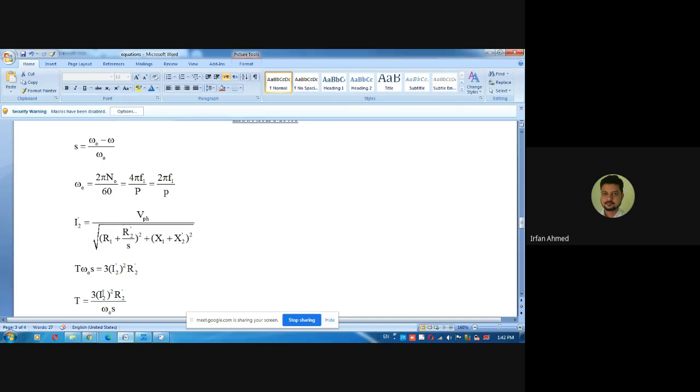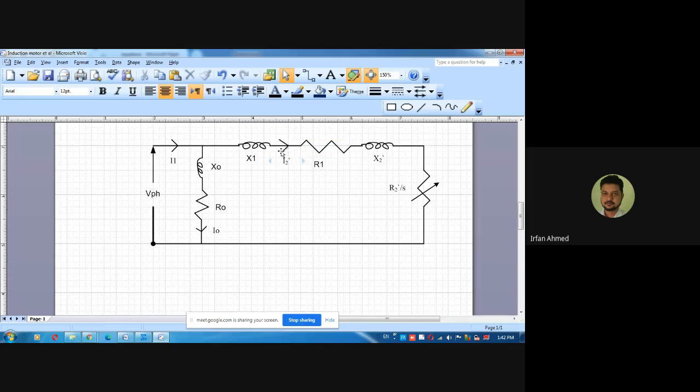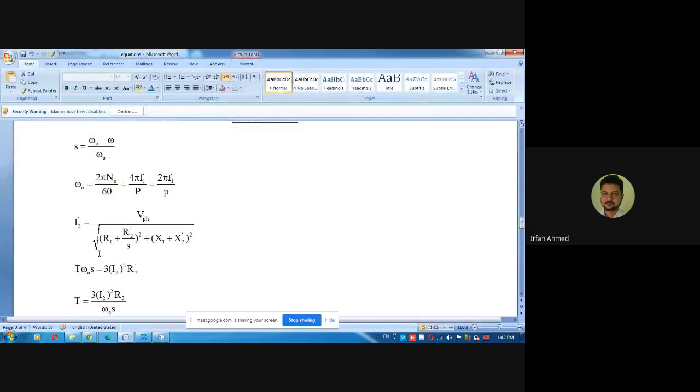Now from the equivalent circuit, this is the equivalent circuit. So this rotor current referred to the stator I2 dash will be equal to the voltage applied divided by the impedance of this branch. Okay, so I2 dash will be equal to VPH divided by the impedance, which is under root of R1 plus R2 dash by S whole squared plus X1 plus X2 dash whole squared.